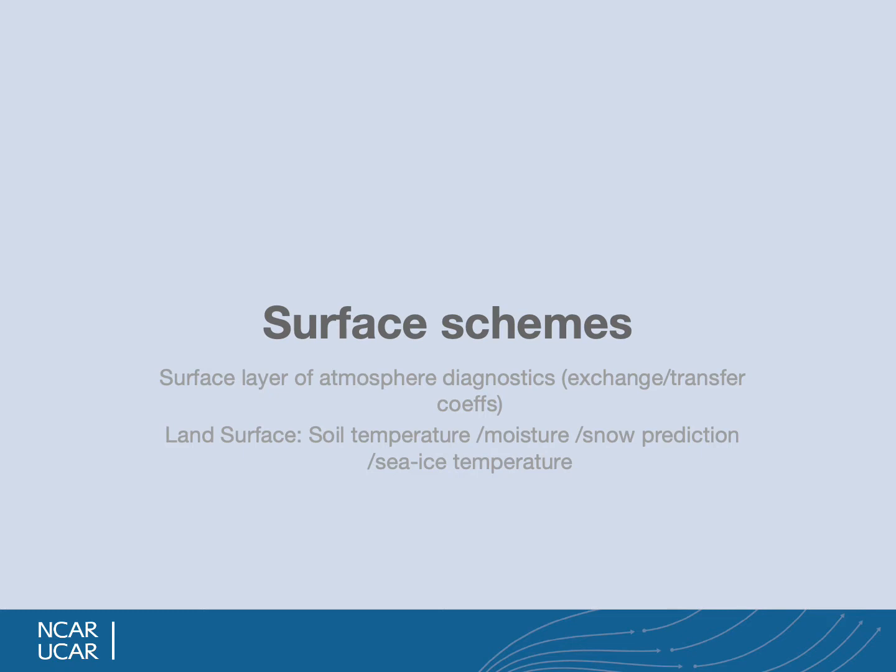So the surface of the model really is in two parts. One is the surface layer of the atmosphere, that provides some diagnostic fields that are needed by the land surface model, called the exchange coefficient. And then the land surface model itself, which has a soil moisture, a soil temperature, a snow prediction scheme usually, and it also may include a sea ice temperature.